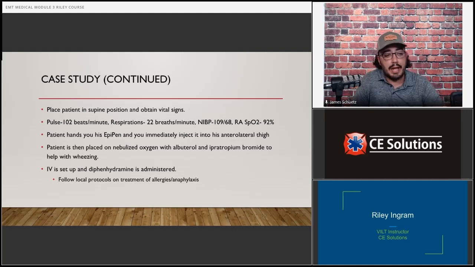IV is set up, and we're going to administer Benadryl IV or diphenhydramine. You're going to follow your local protocols on treatment of allergies and anaphylaxis as far as that goes. Typically, it's going to be about 20 to 25 milligram IV push of Benadryl just for your run-of-the-mill allergic reaction, right?